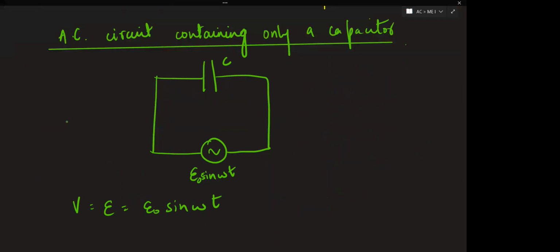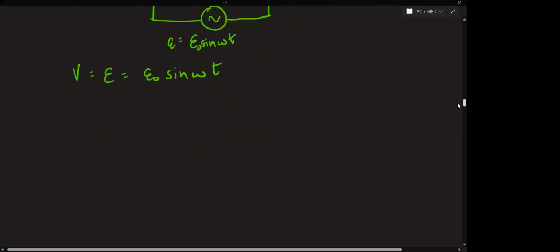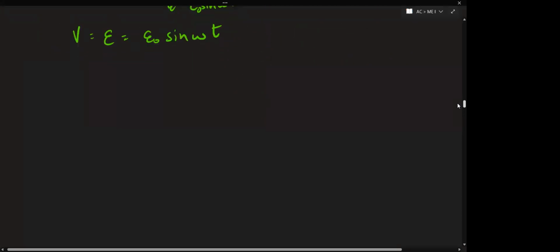Now we are left with the last type of circuit among these, that is the AC circuit containing only a capacitor. So the same thing, the way we have been doing, the capacitor will be connected like this, and E will be equal to E naught sine omega t. This is the potential, the voltage, equal to E naught sine omega t.